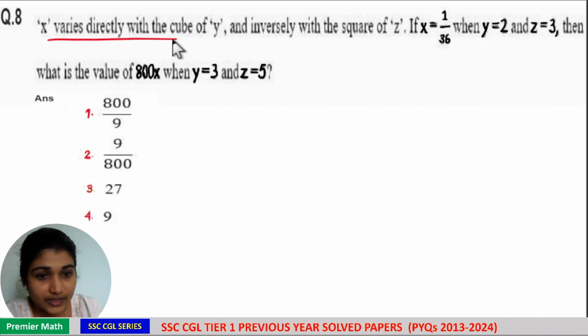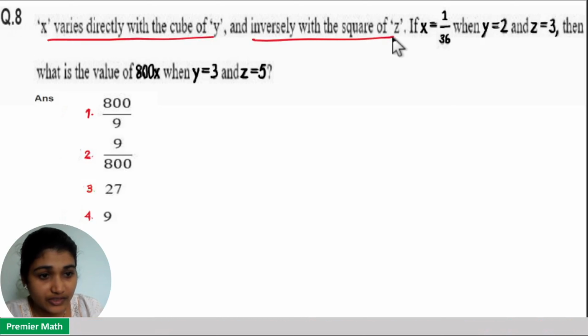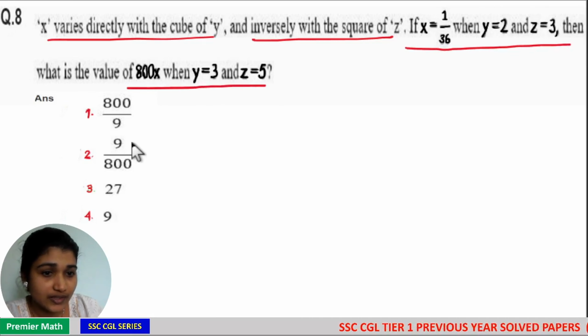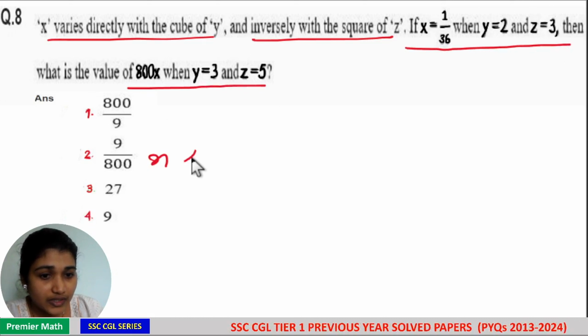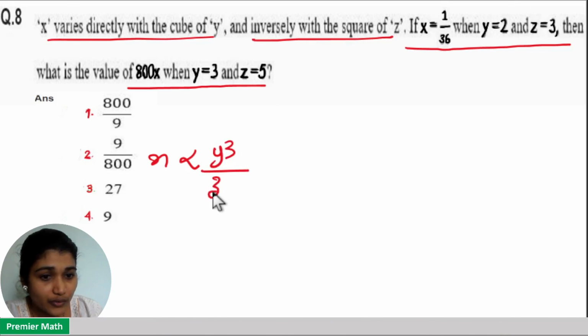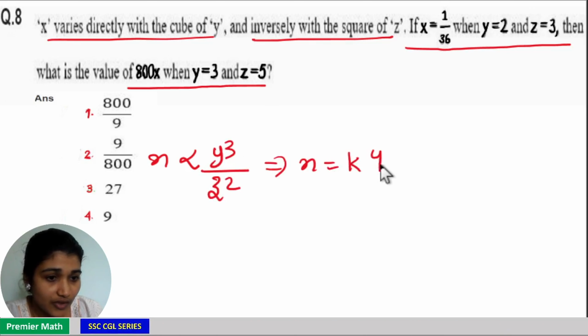X varies directly with the cube of y and inversely with the square of z. If x is equal to 1 by 36 when y is equal to 2 and z is 3, then what is the value of 800x when y is equal to 3 and z is 5? Here, x varies directly with the cube of y and inversely with the square of z. Now add the proportionality constant: x is equal to ky cube divided by z square. Here k is the proportionality constant.